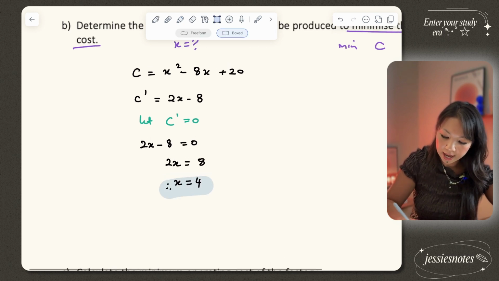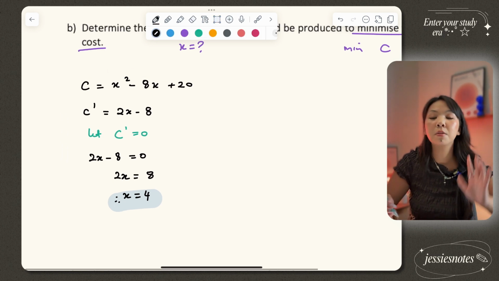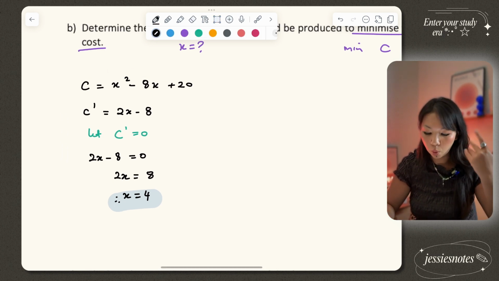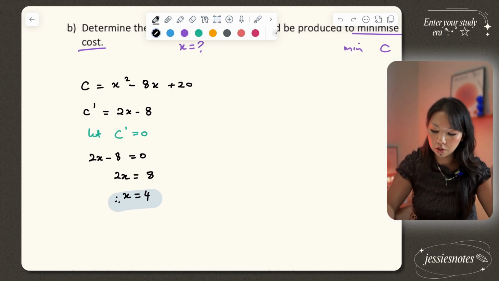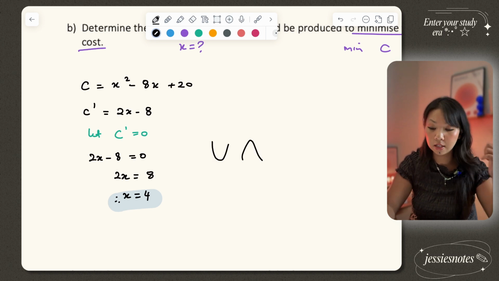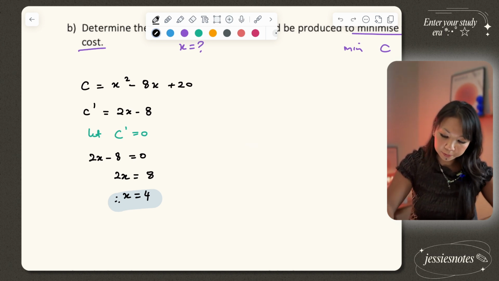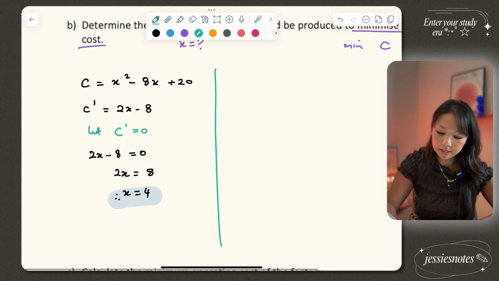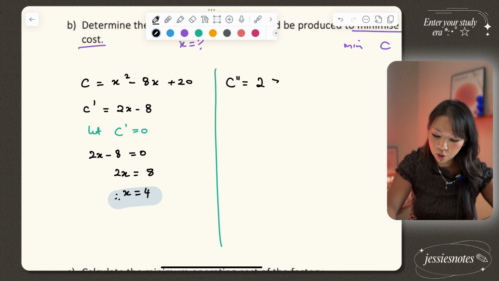Now, once you get this answer, this is not going to be your minimum. All it is, is your stationary point. So you need to determine which one it is. Is it a min or is it a max? So your next step is, let's find the second derivative. The second derivative is given by differentiating that, which is just a constant 2, which is going to be positive, which is concave up.